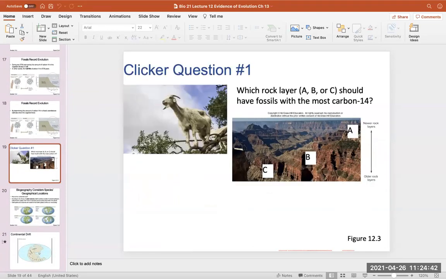This is an example of relative dating. So this is more recent compared to this, and this is more recent compared to this. If you go down in the layers of rocks, it gets older, but we don't have an exact number.